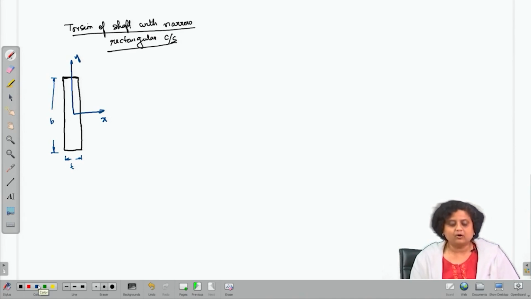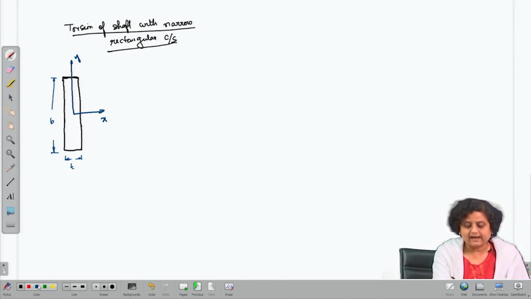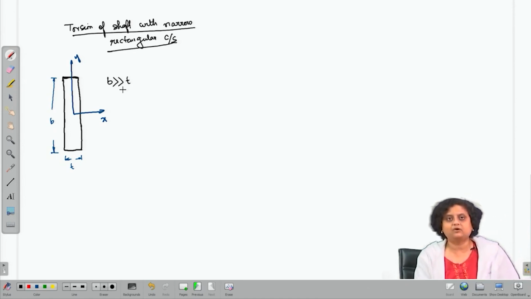The longer dimension of the cross section is B and the shorter dimension, or the thickness, is T, and we have this criterion that B is much greater than T, which defines that the cross section is narrow. X and y are the in-plane coordinate axes, and Z is the axis along the length of the shaft.